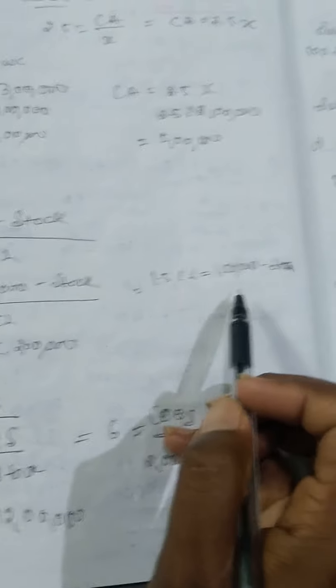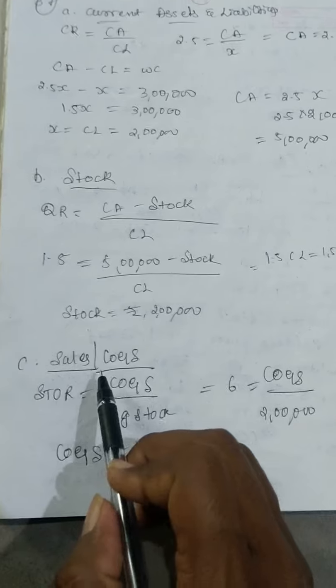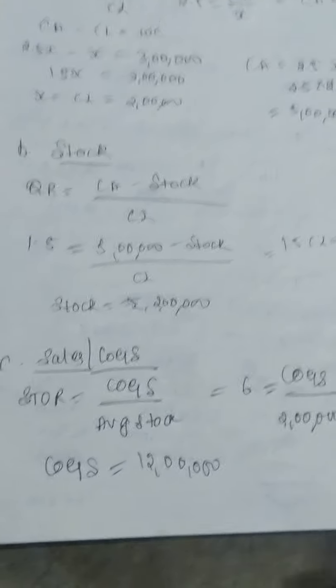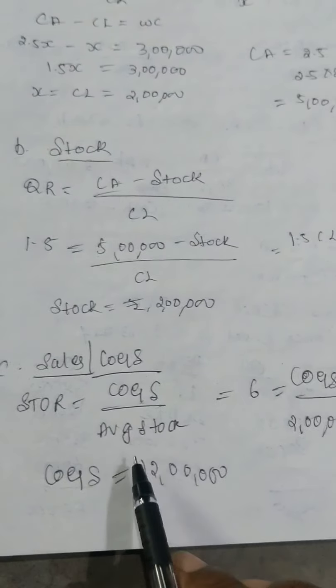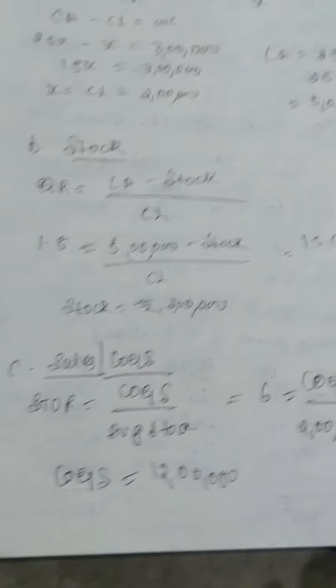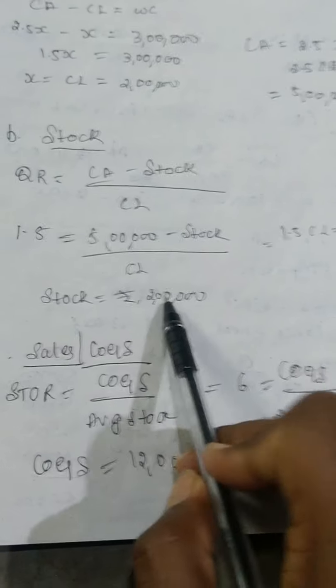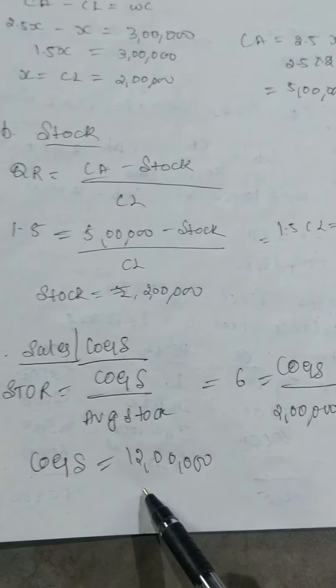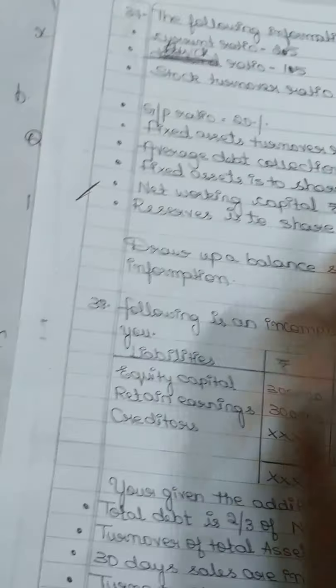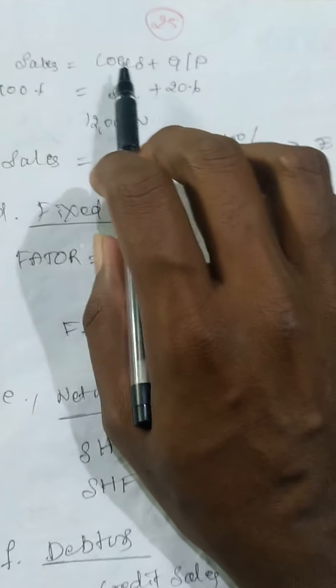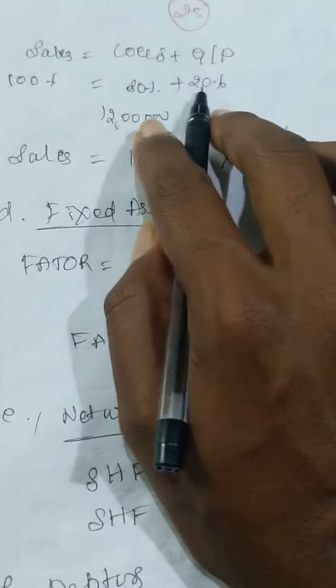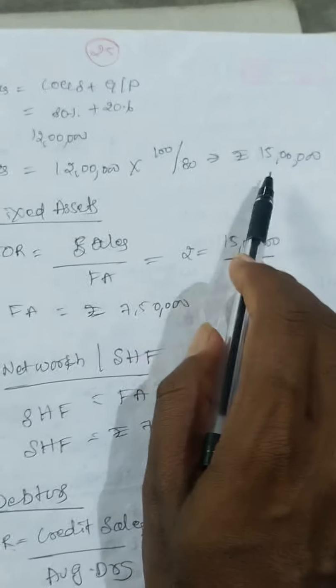Okay, next, sales or cost of goods sold. They have given the stock turnover ratio. So stock turnover ratio equals cost of goods sold divided by average stock. We know stock turnover ratio is 6. Average stock is 2 lakh. So with the help of this we can find cost of goods sold. Here you can apply the formula, gross profit is 20%. So I'm using this equation, sales equals cost of goods sold plus gross profit. So 100% equals that. If you use it, sales will come to 15 lakh.